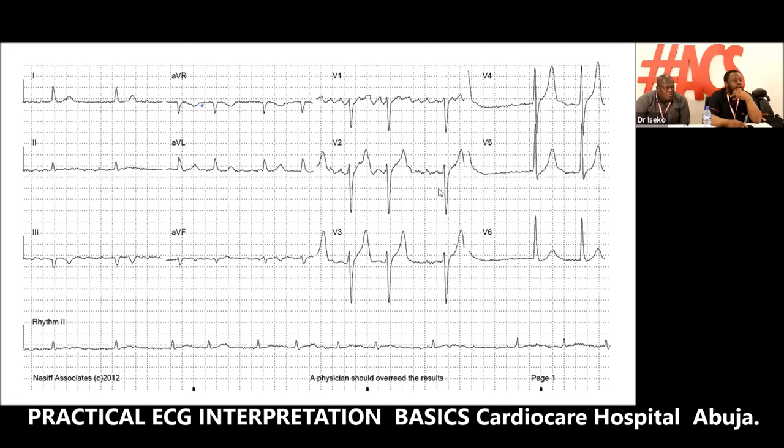What region of the strip is best to read from? Typically, lead 2 is the best strip to use for your reading. Lead 2, or lead V1 or V2, especially the one that has a long strip of it. So that's the best to read from.